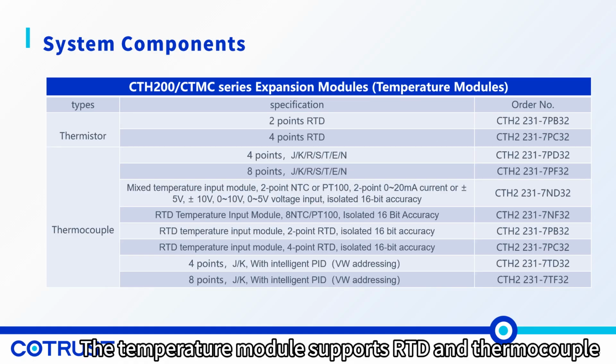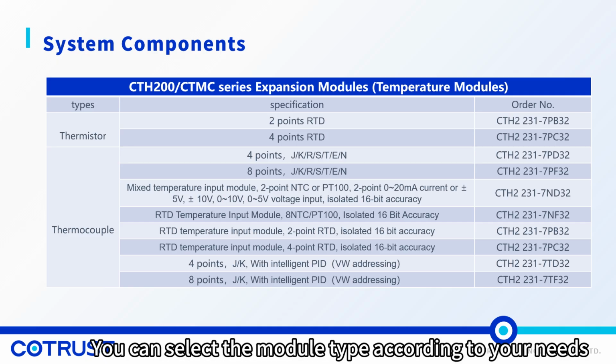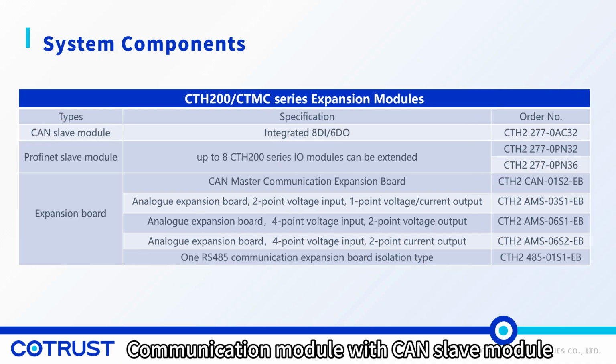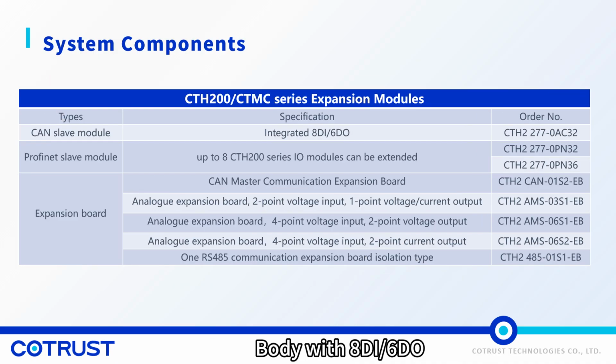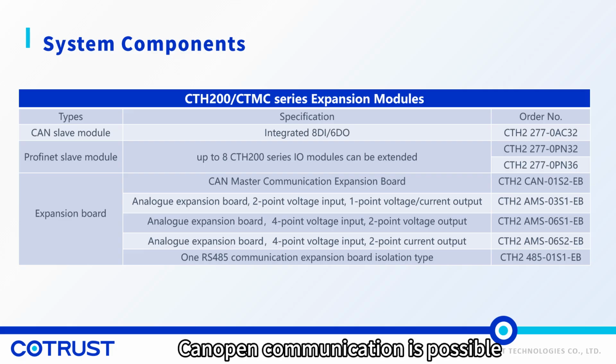The temperature module supports RTDs and thermocouples. You can select the module type according to your needs. Communication module with conslave module. Body with 8DI, 6DO. CANopen communication is possible.